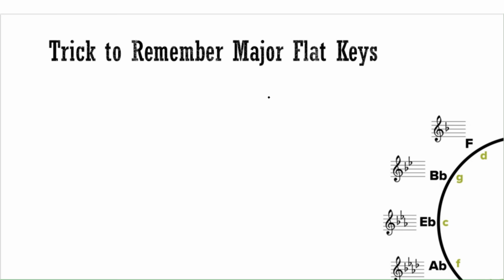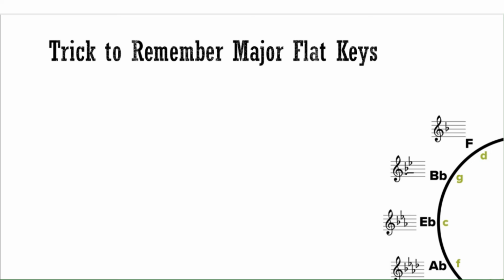And then there's a different trick to help remember major flat keys, so on the left side of the circle. It doesn't actually apply to F major, so you just kind of have to remember that F major's got 1 flat in it. But then going around the circle, for these 3 flat key signatures, so B flat major, E flat major, and A flat major, the name of the key is actually the second to last flat in the key signature. So if we take B flat major, the second to last flat is B flat.